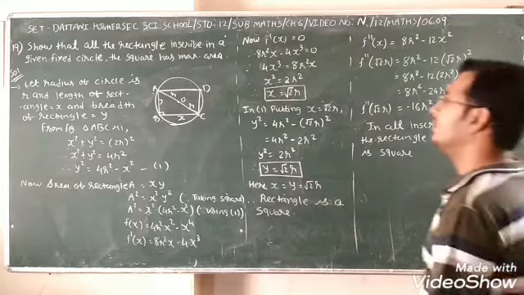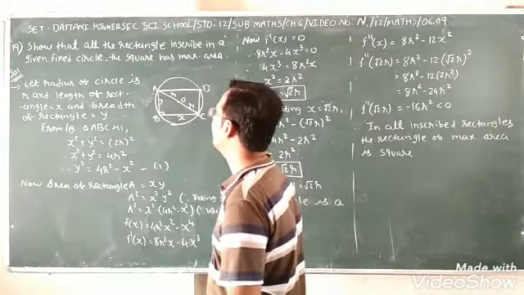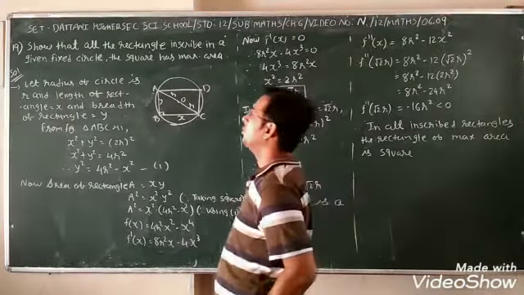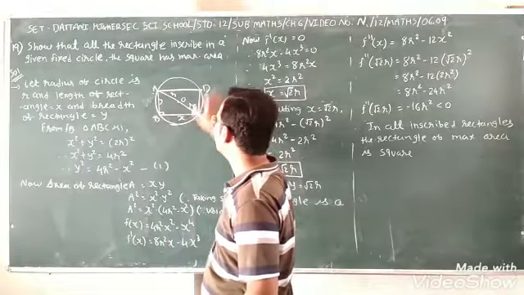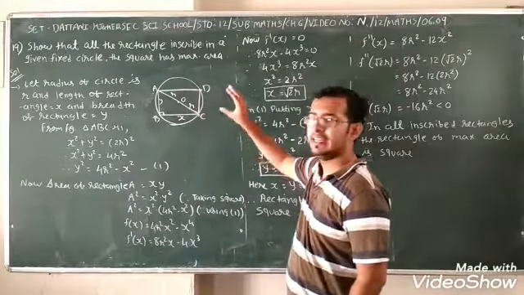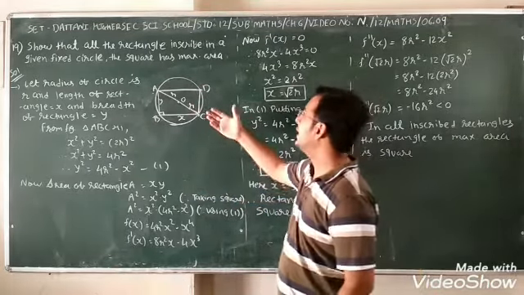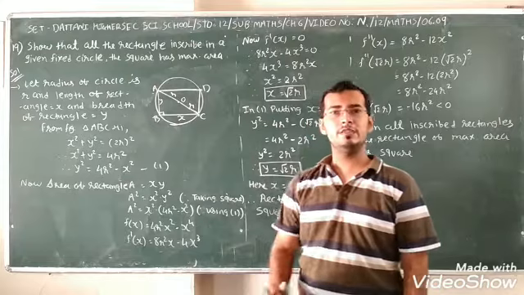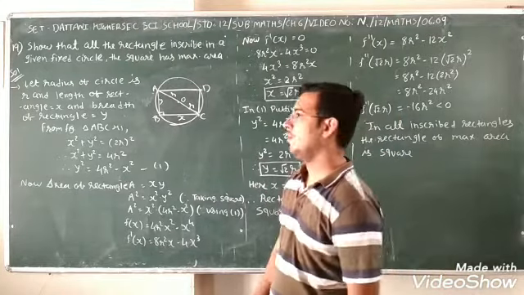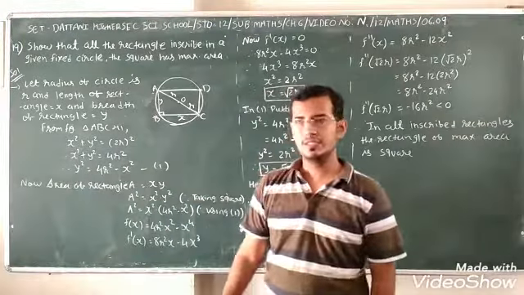Sum number 19: show that of all the rectangles inscribed in a given fixed circle, the square has the maximum area. So in a circle there is a rectangle, but we have to show that it is a square and its area is maximum. It means we have to prove that f double dash x is less than 0 and the length and breadth of the rectangle are both the same.